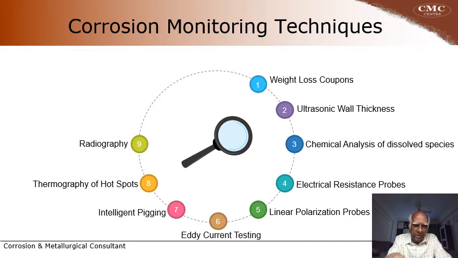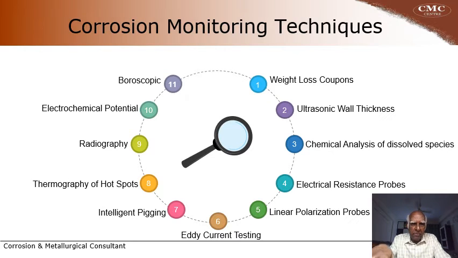Radiography uses X-ray or gamma ray to determine the wall thickness reduction or defects inside the volume. Electrochemical potential is again an electrochemical method. You measure the potential and correlate it with corrosion performance. Borescopy is almost similar to a telescope. You send an illuminated borescope inside the pipeline and get the condition of the pipeline. Visual examination is very important and useful information. Every time the equipment is available, you do visual examination and correlate with other techniques.